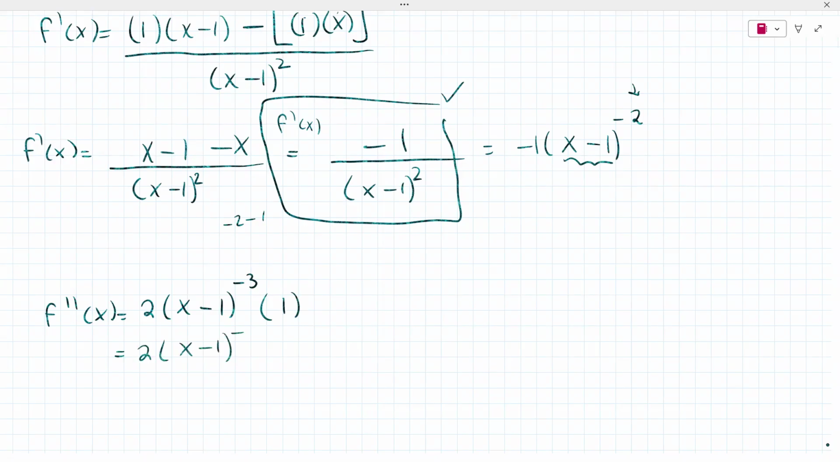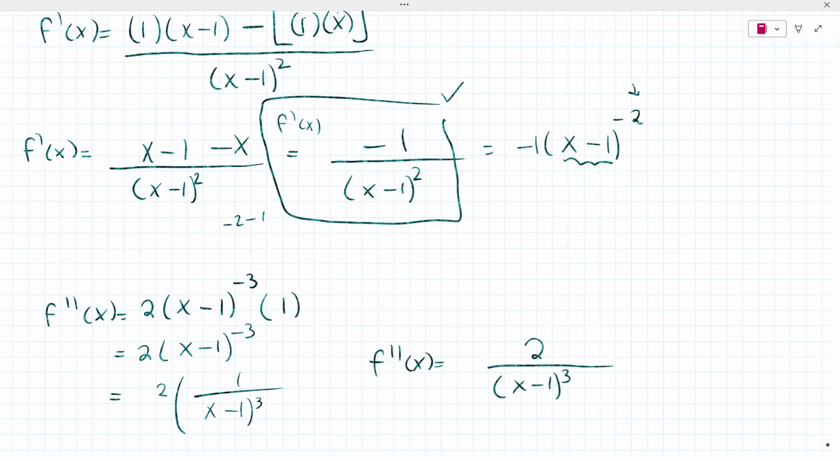1 times 2 is 2, x minus 1 to the negative 3. And then if you really want, you can rewrite this as a positive power, unless your teacher says so. If not, you can just leave it as this. So you can rewrite this as 2 times 1 over x minus 1 to the third. So f double prime is 2 over x minus 1 to the third. Okay, so that's your final answer.